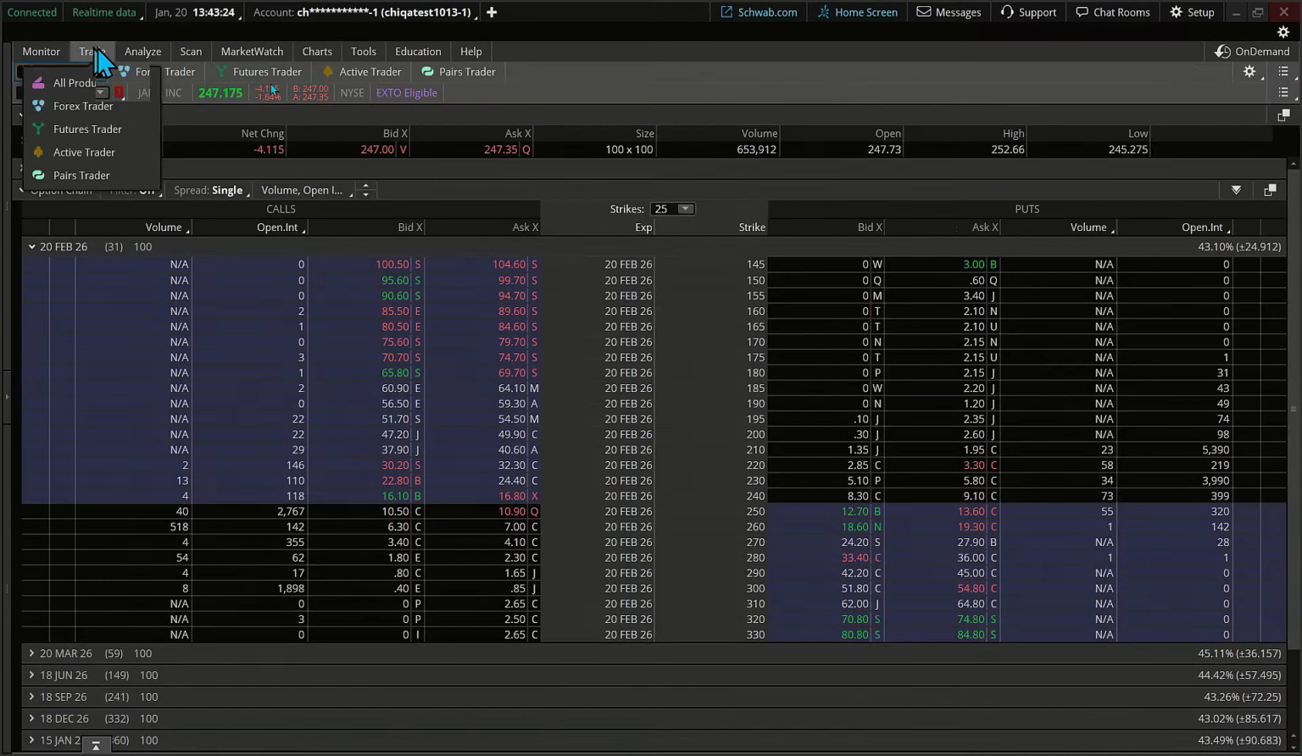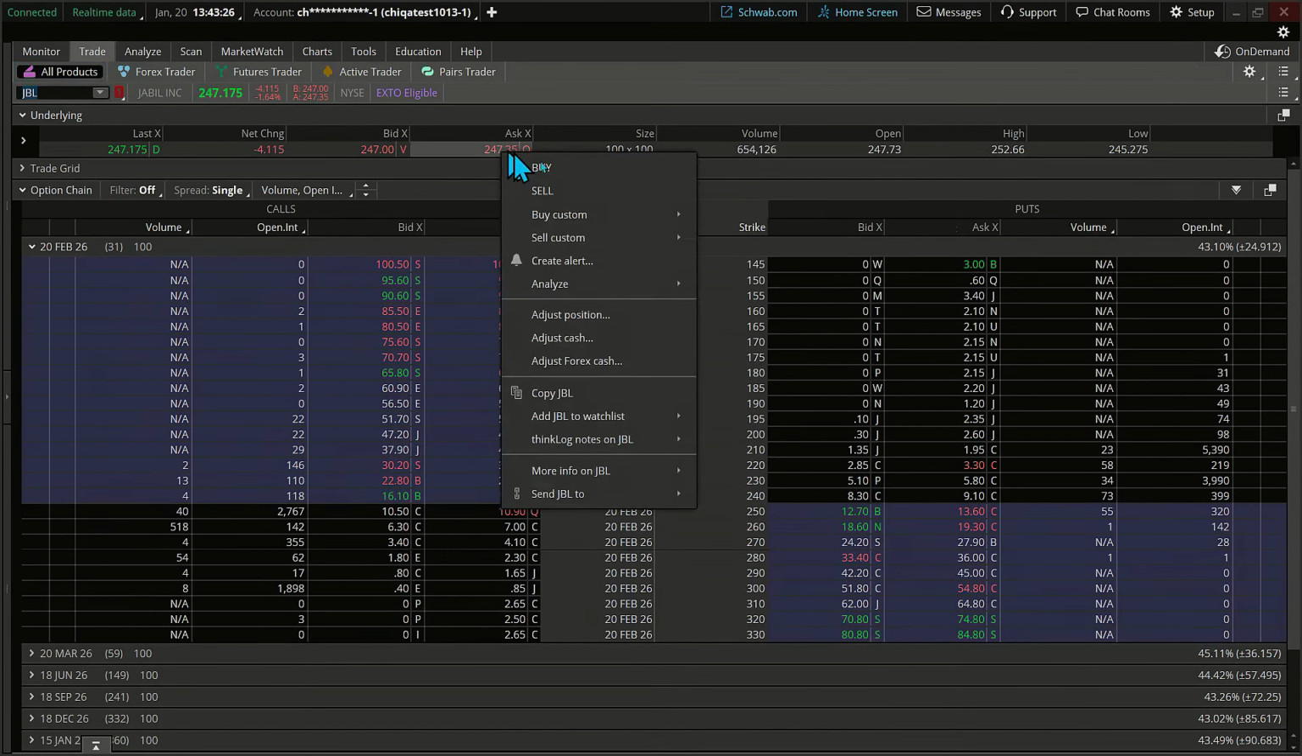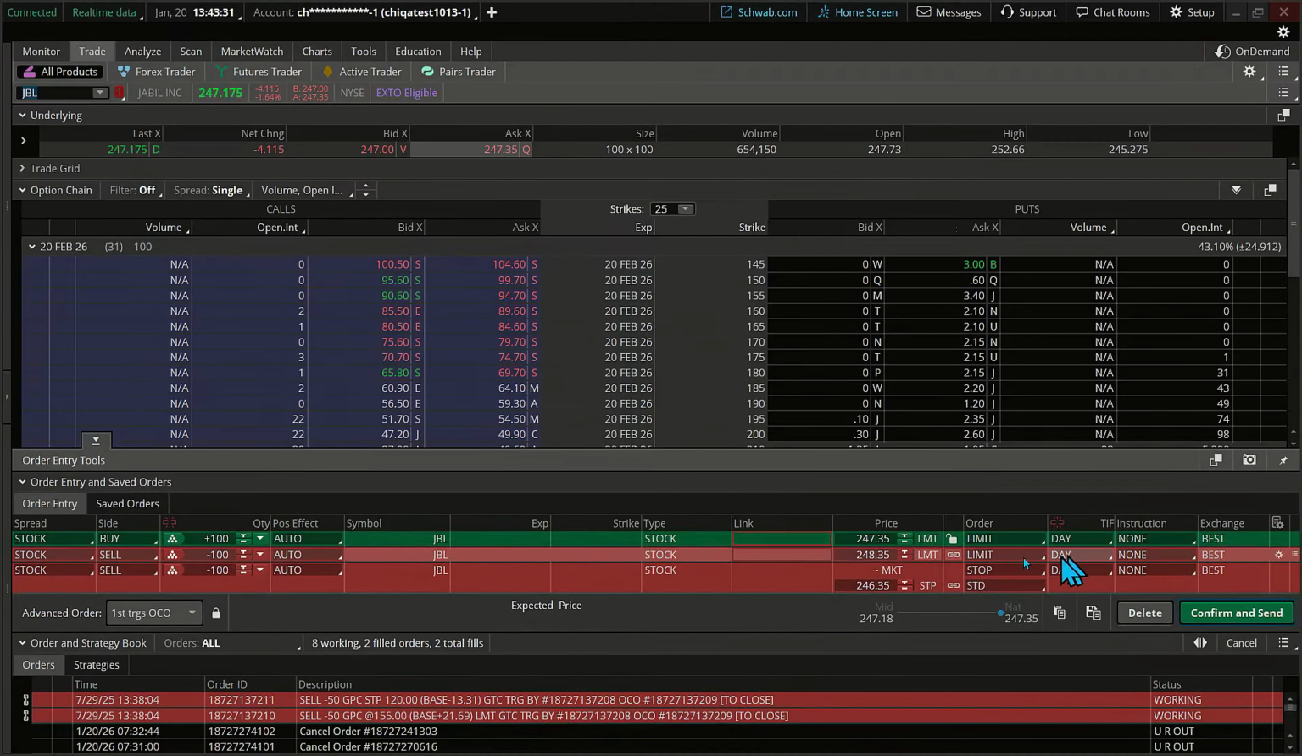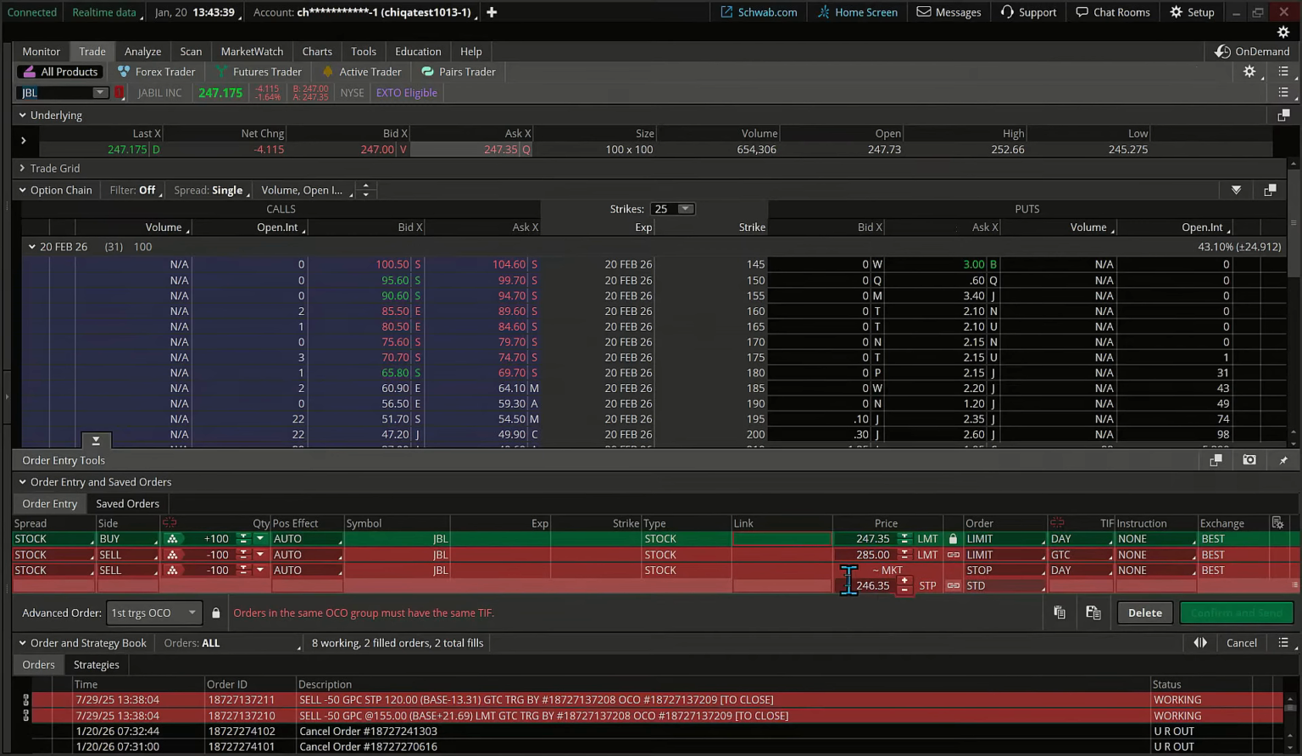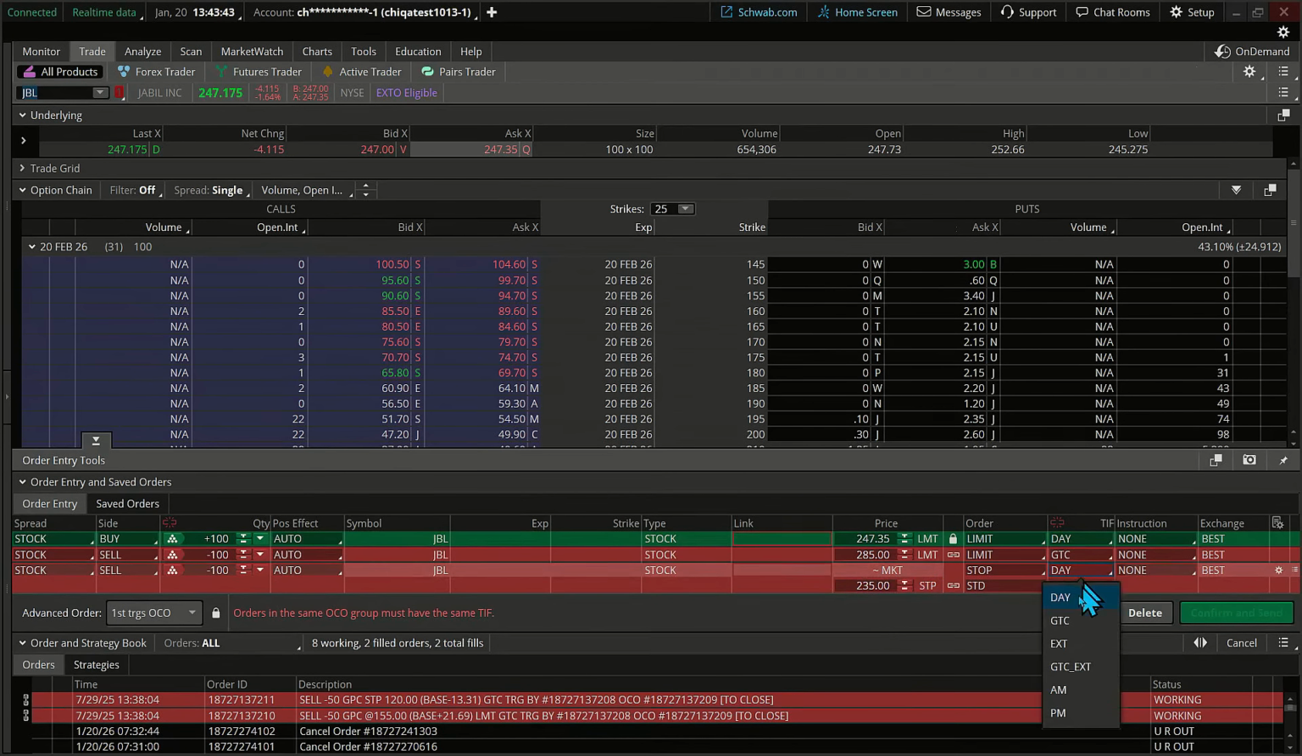I'm going to go to my trade tab. I'm going to right click, buy custom order. I'm going to do an OCO bracket. Now we have our potential exit level up on top. Good till cancel. It's actually quite a bit higher, 285. Down below, 235. Good till cancel again.